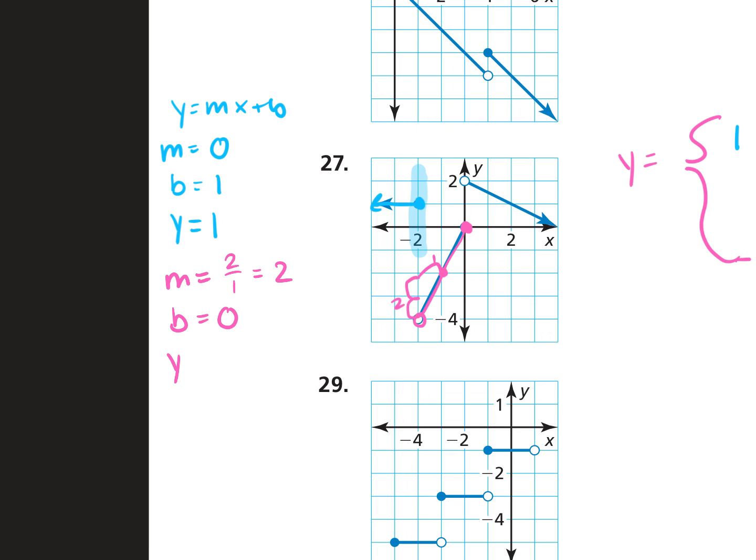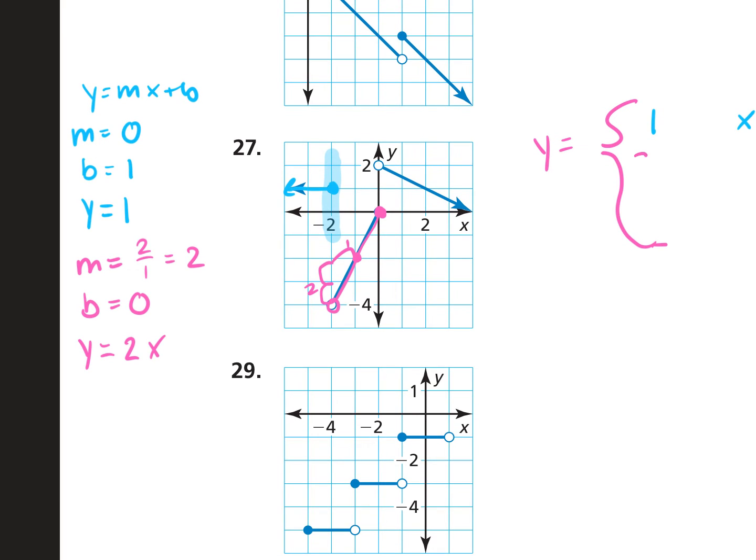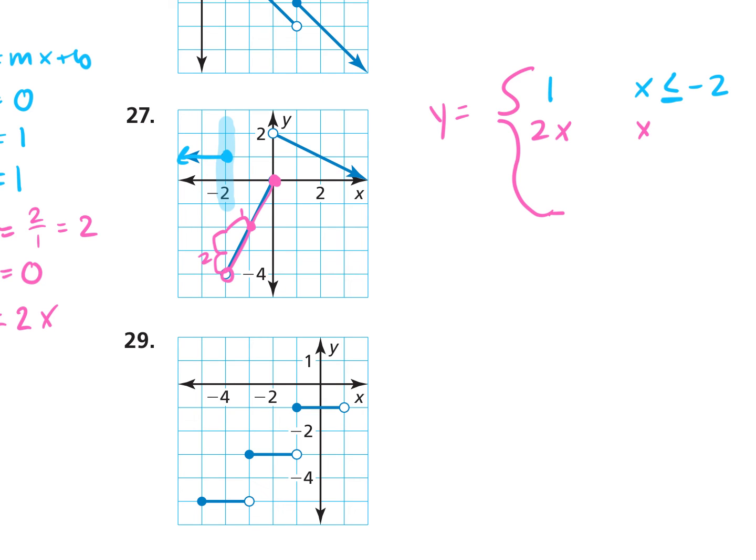Perfect. So this would be y equals what? Y equals 2x. Perfect. Remember, y equals mx plus b. So we put 2 into the m, 0 into the b, but we don't write plus 0. So just 2x. Now we have to write our restriction. So here we have 2 parts, a stopping and a starting point. So x is actually in between these 2 numbers.